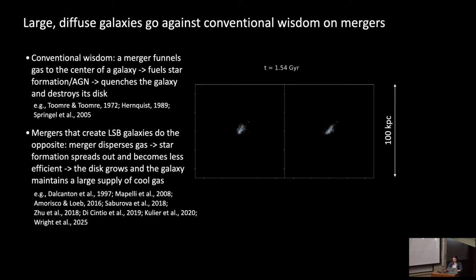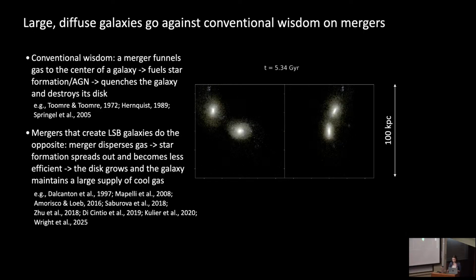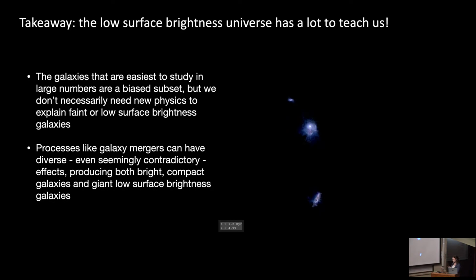And this means that either the physics in all of these simulations is wrong, and we desperately need to revise our models, or that the way that we discuss the effect that mergers have on galaxies should change a little bit. And so with that, I'll throw up my takeaways.